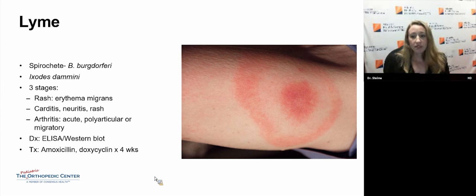So that can also look like a septic joint, but they're not quite as ill as if it were true staph infection in the joint. And it's diagnosed with an ELISA or Western blot test, so we can send titers, but we can also aspirate the fluid in the knee. It's usually a knee. It can be in any joint though. And the treatment is typically amoxicillin or doxycycline.